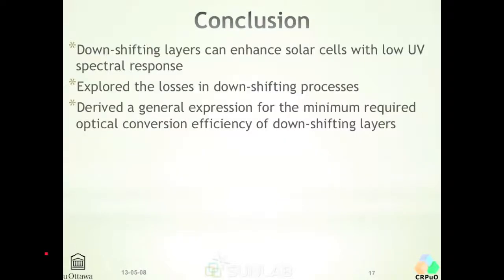So in conclusion, we saw that downshifting layers can enhance solar cells. However, they have to have poor UV response. We have looked at the requirements and the losses in the downshifting layers, and I've derived a general expression that can be applied to any downshifting layer once you know the absorption, the thickness, the T-trap, and the emission profile. It can also be applied to any solar cell, not just silicon. Once you have the IQE and the EQE of the solar cell, you can apply this expression and derive the minimum required efficiency for the downshifting layer.